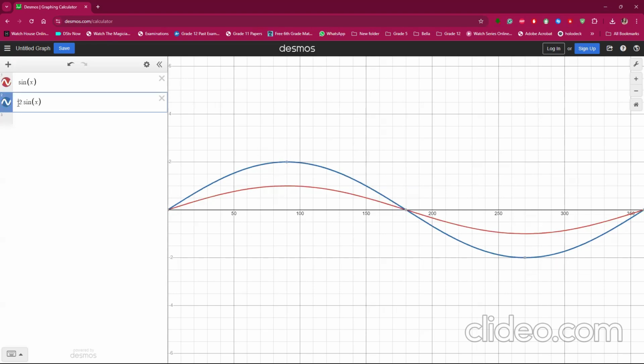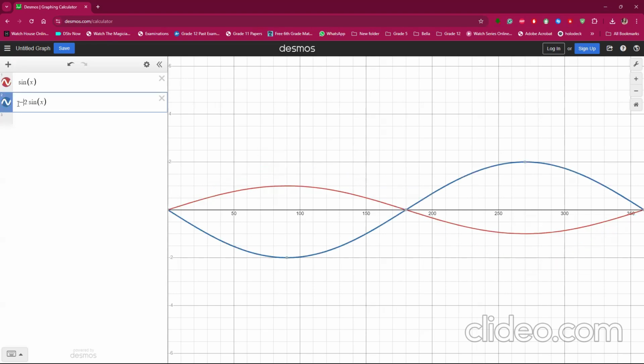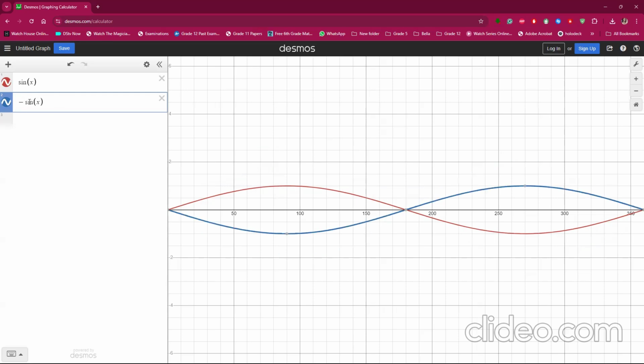We can also reflect it about the x-axis by having a negative value there. Let's remove the 2 so we can clearly see it. So what happens is you're basically multiplying your y values by negative 1. Again, your 0 will stay a 0 because anything multiplied by 0 is still a 0. But here where we used to have 90 and 1, we now have 270 and negative 1.